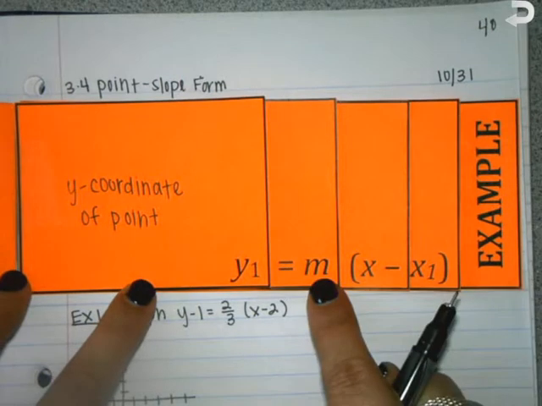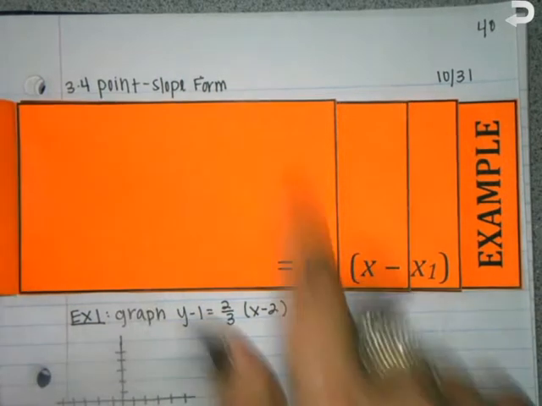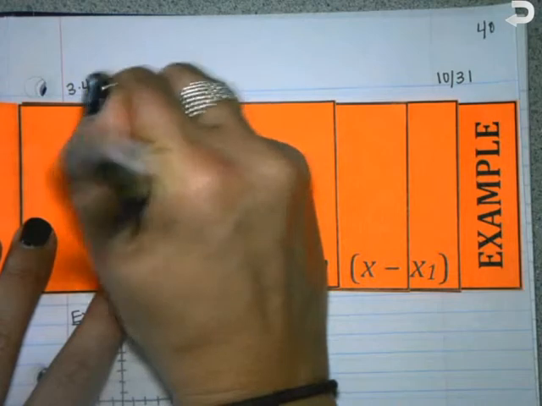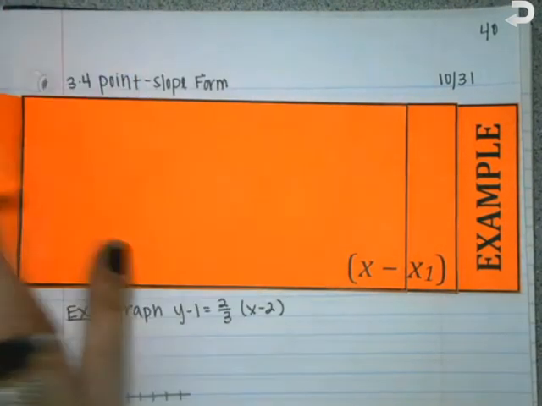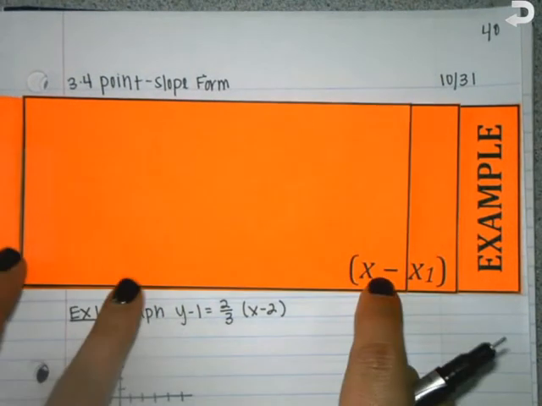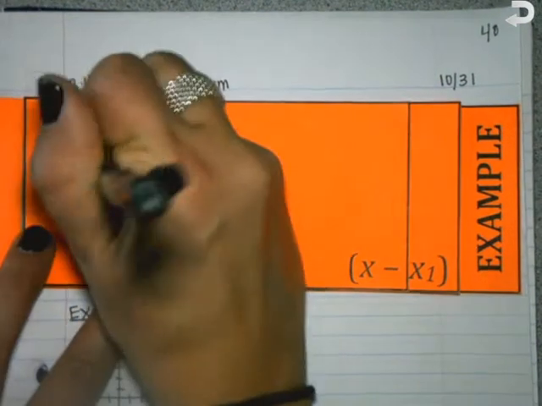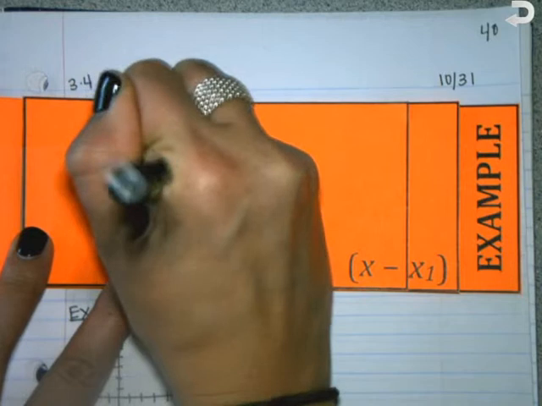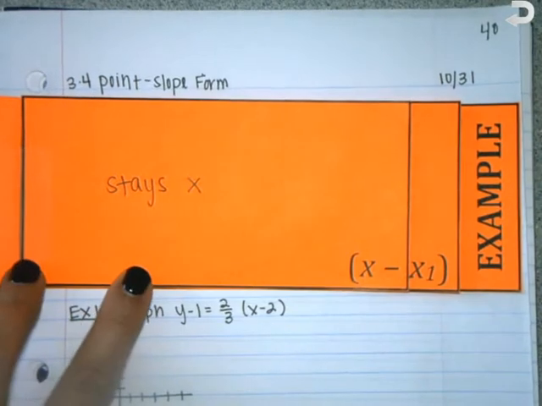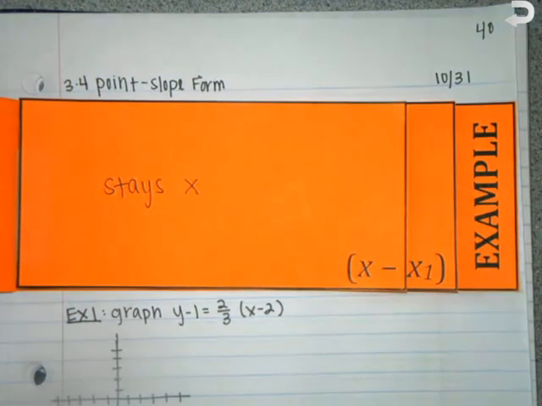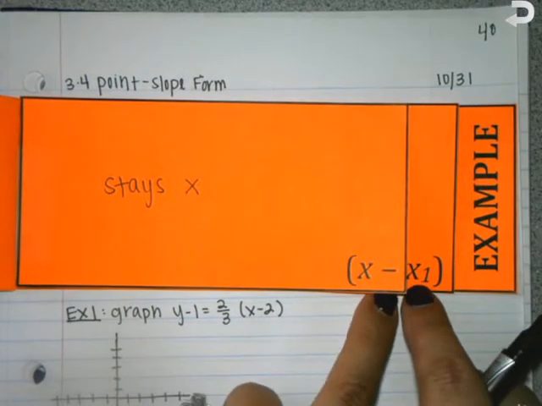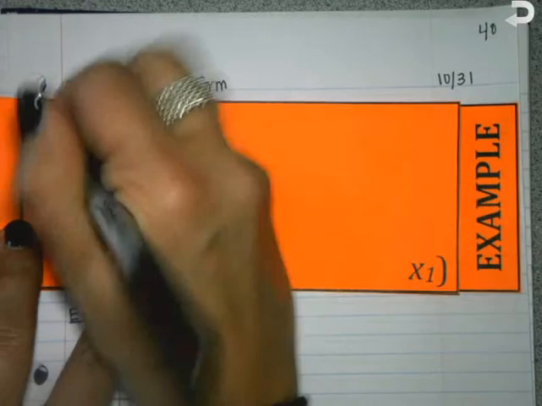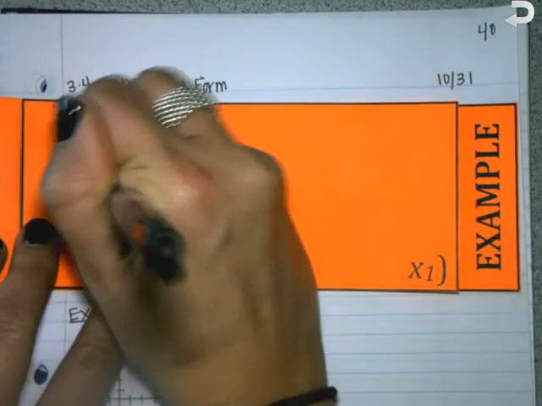What is m? Slope. So if y gets to stay y, what do you think x is going to do? Stays x. Wait, m is slope, right? M is slope. So then what do you think x1 is going to be? It's the x-coordinate of the point. Okay.